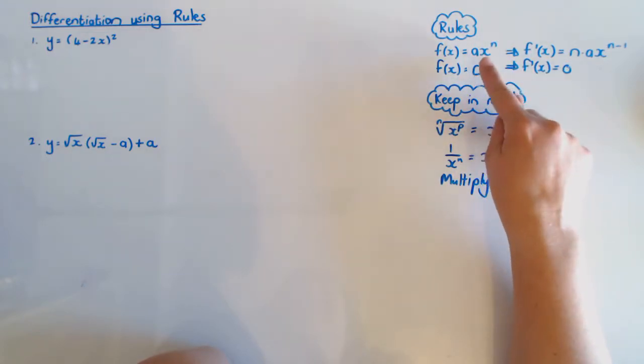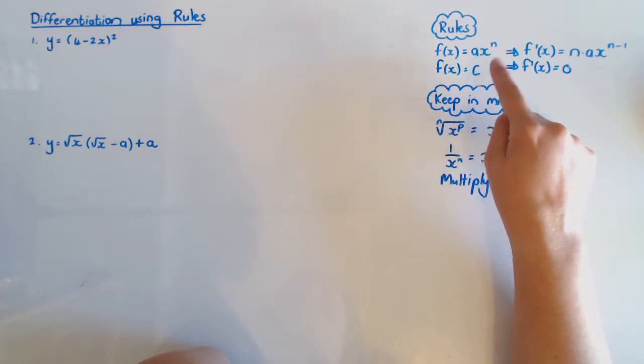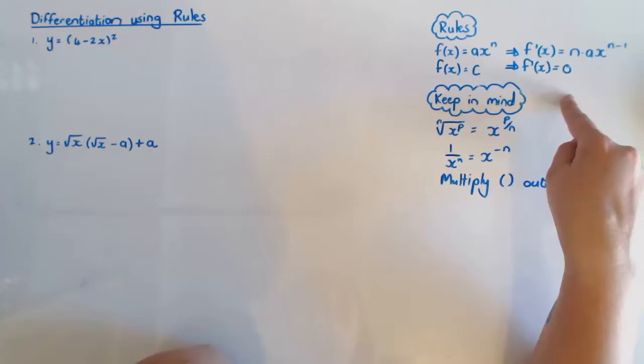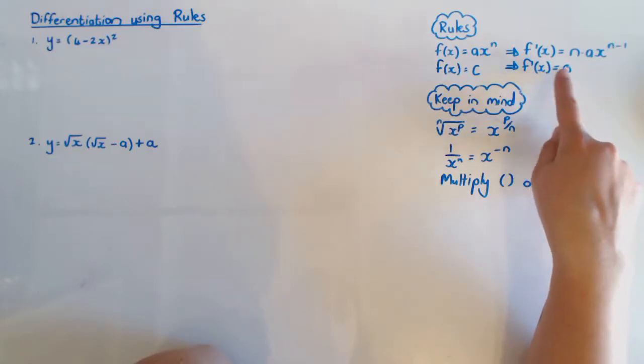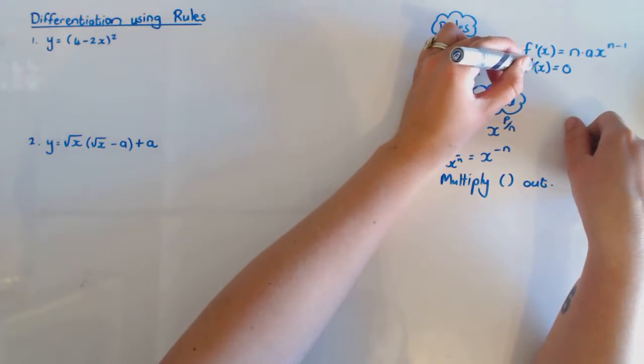That's if it looks like this. If it looks like this, which is just a constant, any constant number, I have a function in terms of x, which means anything that's not x will be seen as a constant. Then the derivative of that will simply be 0. The derivative of a constant is 0. Just keep that in mind also.